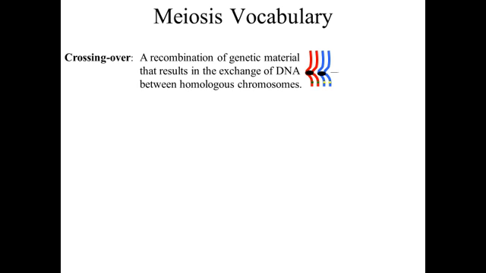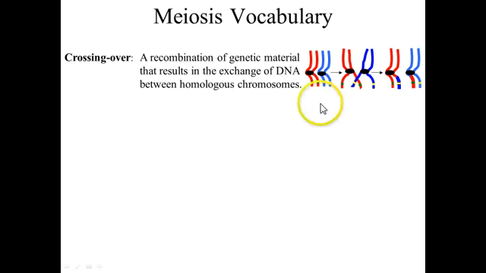And it results in an exchange of DNA between homologous chromosomes. So we see here we've colored them differently just to make this show up. This one ends up with a little bit from the blue one, and the blue one ends up with a little bit from the red one, right? So we end up exchanging this genetic material between these two identical or homologous chromatids.